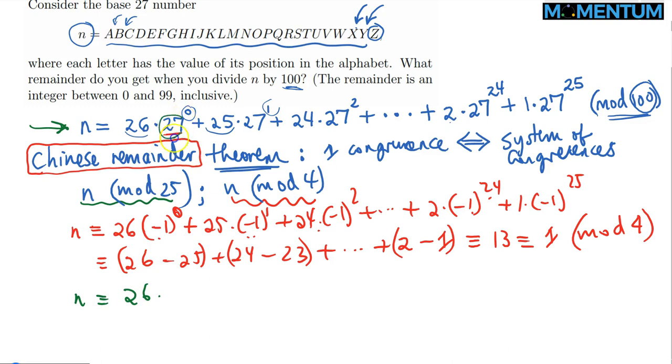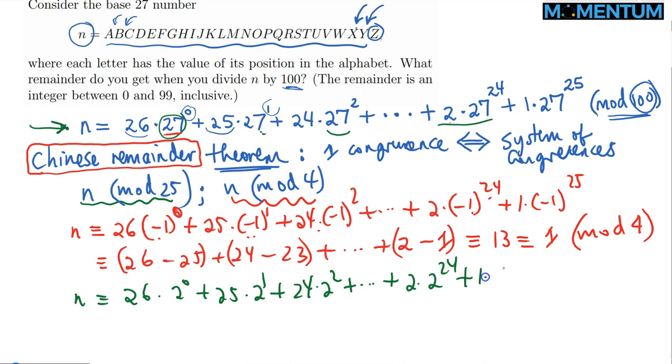26 times, replace 27. 27 modulo 25 is just a 2, so 2 to the 0 plus 25 times 2 to the 1, right? Plus 27 squared, so 2 squared, right? So 24 times 2 squared plus dot dot dot plus 2 times 2 to the 24 plus 1 times 2 to the power 25. That's it. Well, the initial terms are relatively easy to calculate, but as you progress towards the end, 2 to the 25, for instance, modulo 25, what is it, right? So, or 2 to the 24.